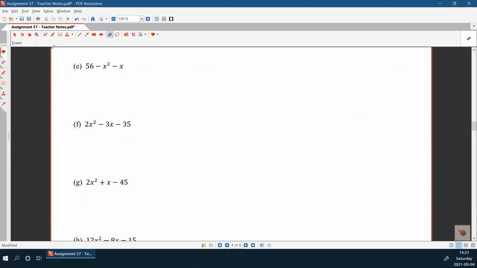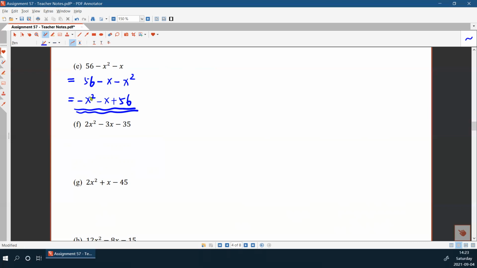Oh, sorry, let's rewrite this expression first. Usually we'll write it like this, where we put the term with the highest power in front. So let's put all the terms in order, either from the highest power to the lowest power, or from the lowest power to the highest power. So let's use this one for factoring.